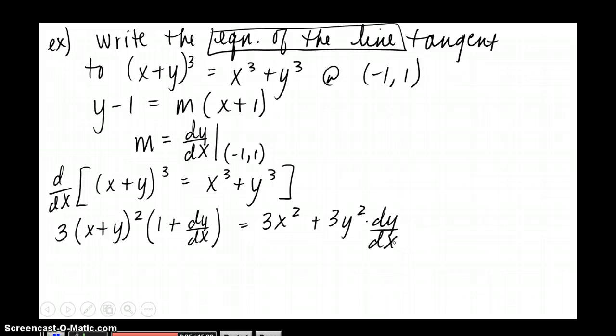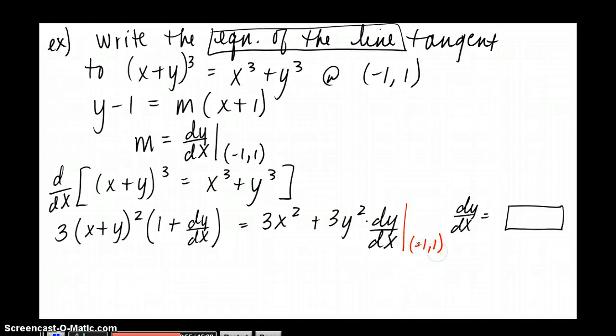Okay, now if I just asked you to find the derivative, you would have to solve this equation for dy/dx equals some function. But I don't want the derivative. I want the value of the derivative at (-1, 1). So what I'm going to do from here, I'm just going to substitute in: all my x's get replaced with -1, all my y's get replaced with +1. dy/dx is what I'm solving for, so that'll remain my unknown.